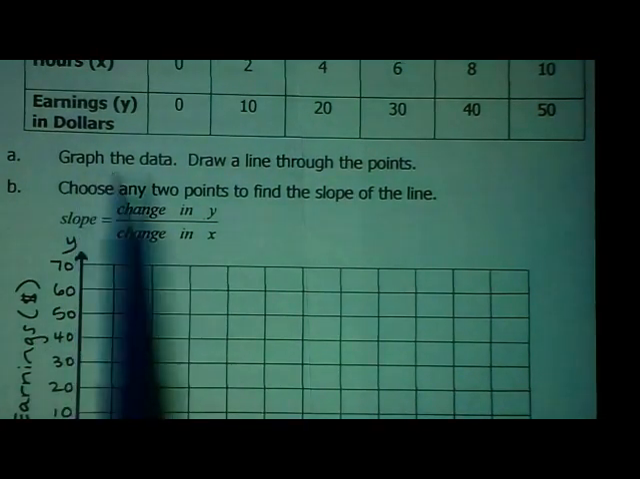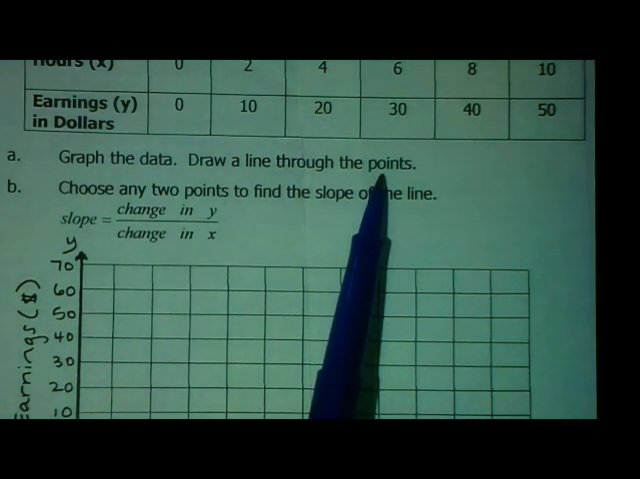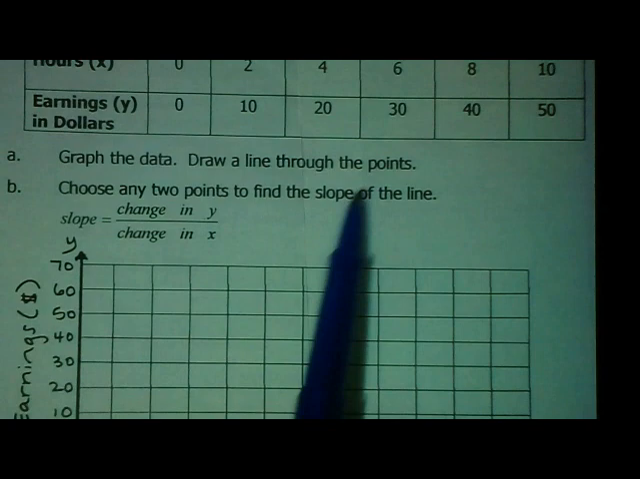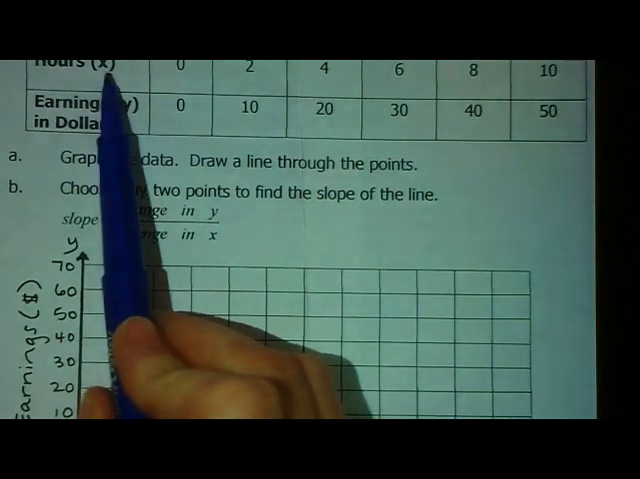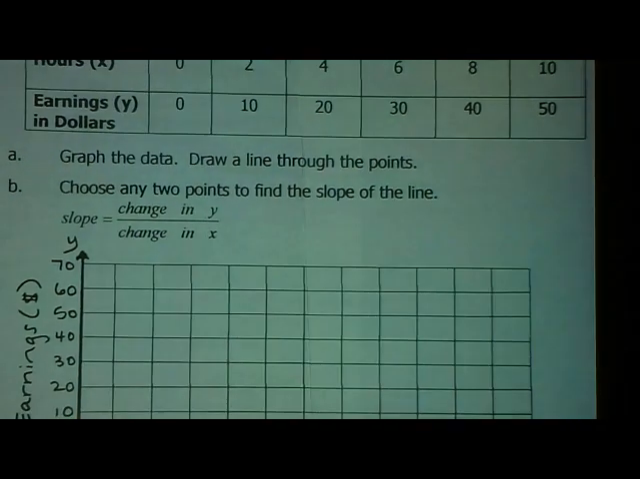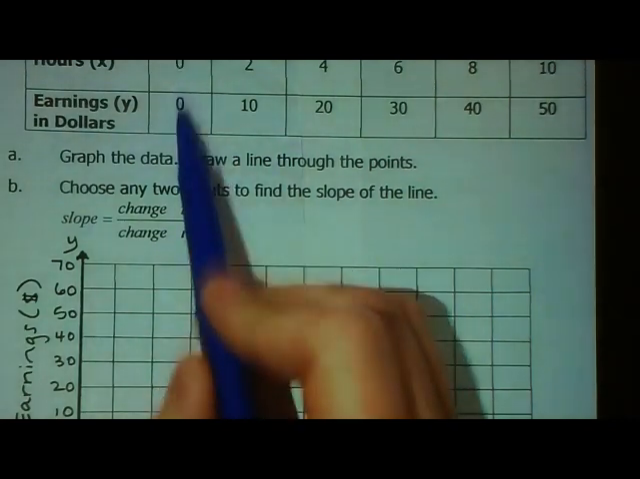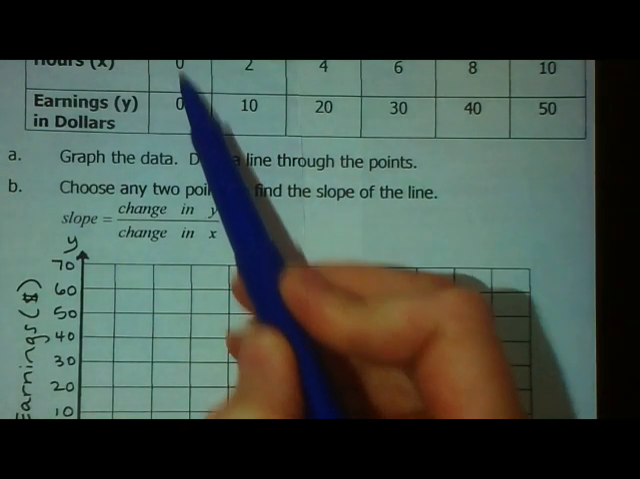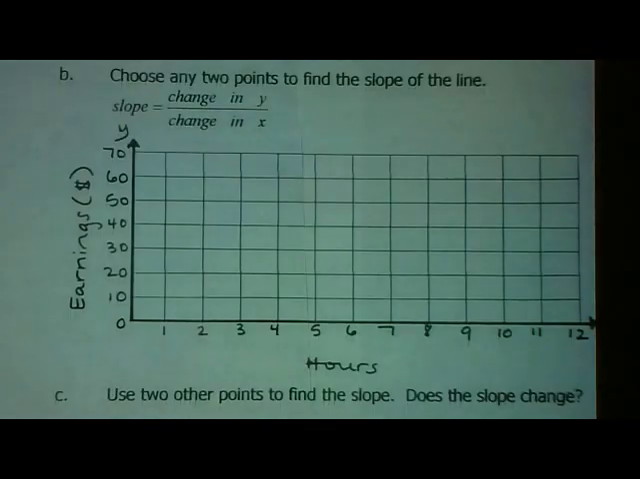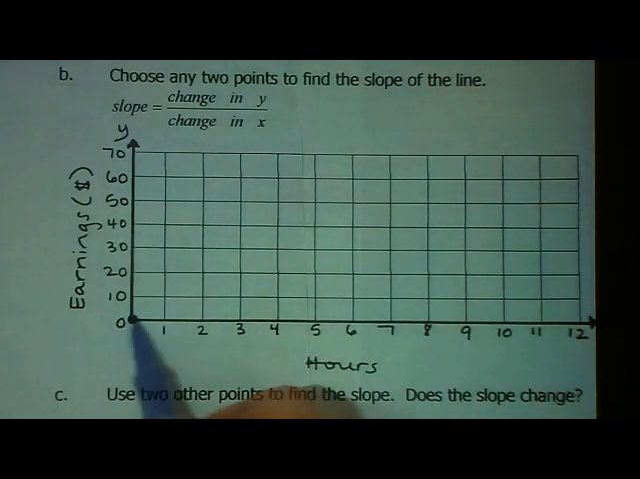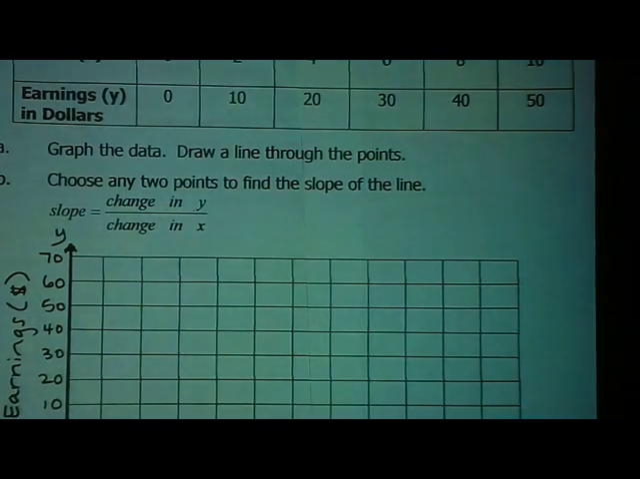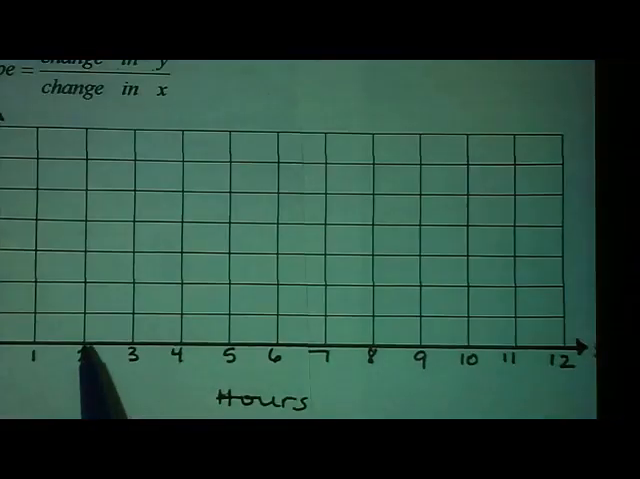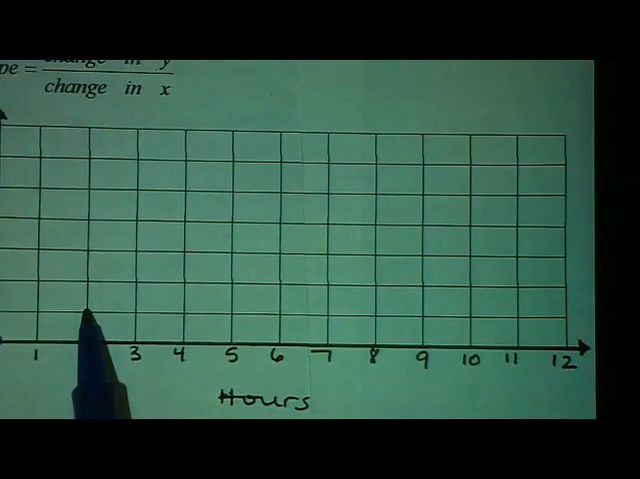First, we're being asked to graph our data. Draw a line through the points. So you are going to need a straight edge or a ruler. Let's do that first. We can plot all of these points. Remember that when you graph an ordered pair, you want it to be in the form (x, y). So we're going to plot the point (0, 0). Go ahead and graph that point. That's right there in the corner, right at your origin. For 2 hours of babysitting, you earn $10. So go to 2 along the hours axis and go up to 10 in the dollars.